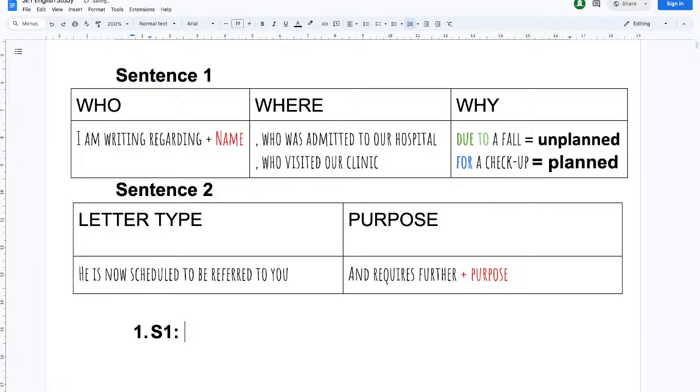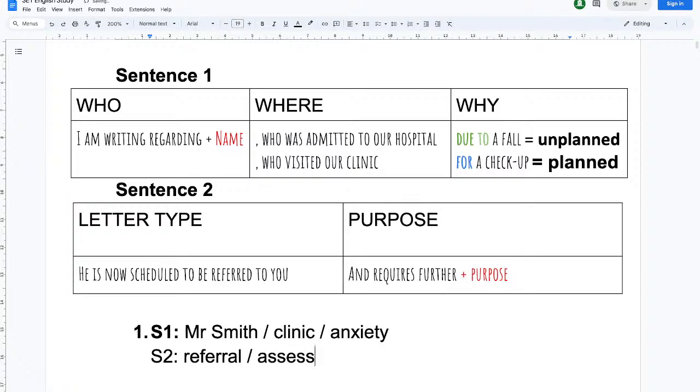Sentence 1. Okay? Let's say it's Mr. Smith. Okay, and it's in the clinic, and the reason is, let's say, anxiety. Okay, that's sentence 1. Sentence 2. Let's say it's a referral, and let's say that the purpose is assessment.